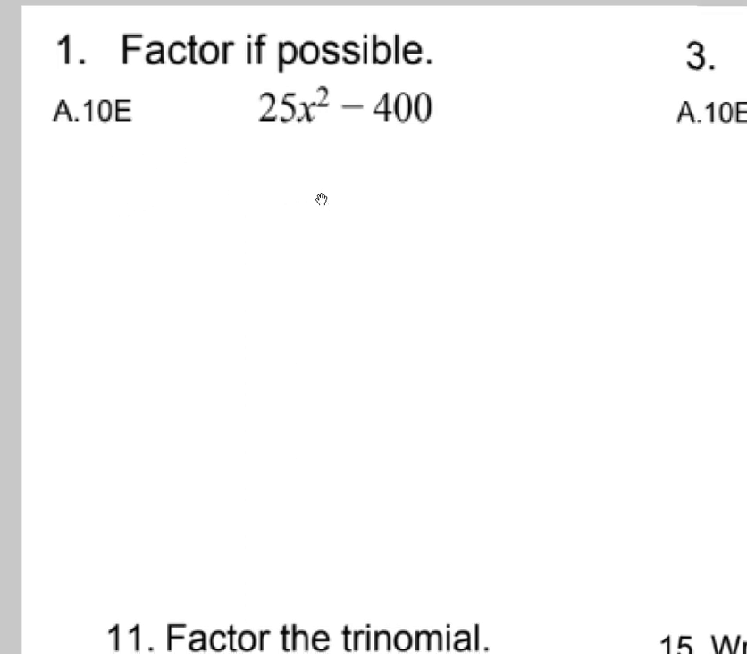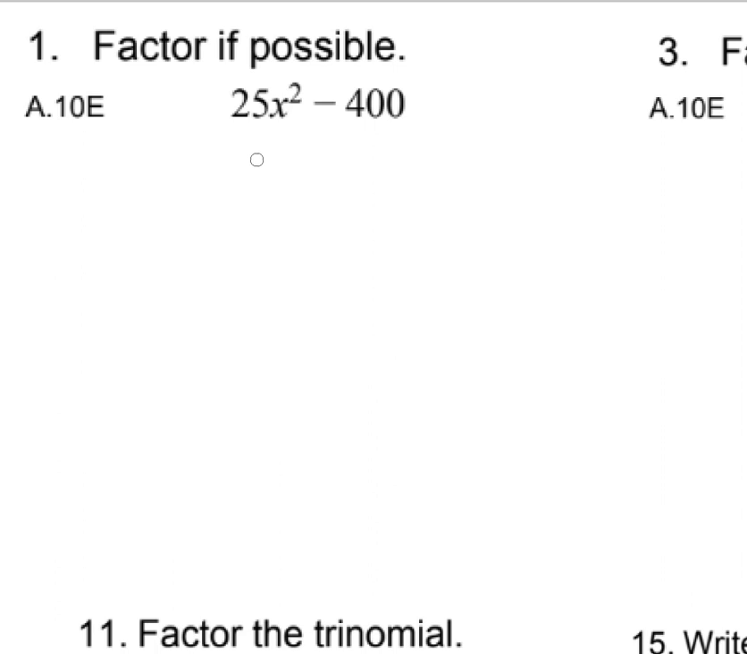So what we have here is 25x squared minus 400. It says factor if possible, so it's saying that it might be a case where it's not factorable. I'm looking at this and thinking, okay, I could probably take out 5 from both of these. Sorry, actually 5 would be the thing I could take out of both of them.